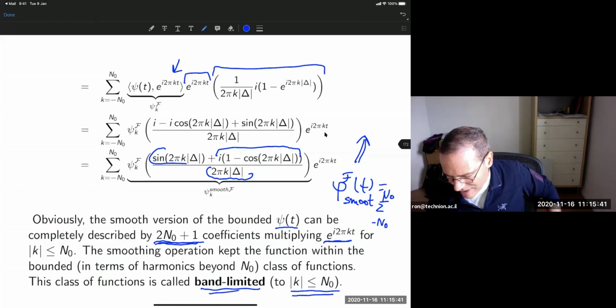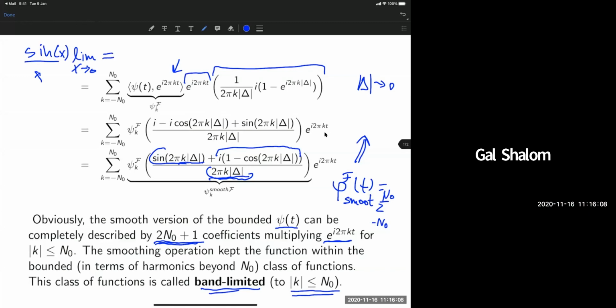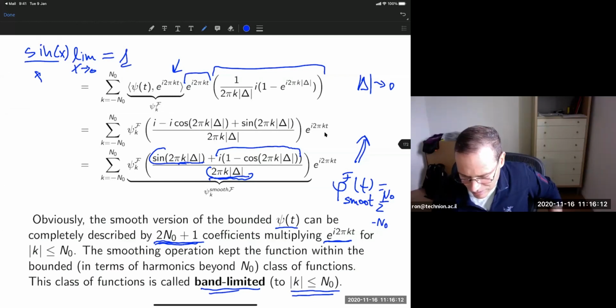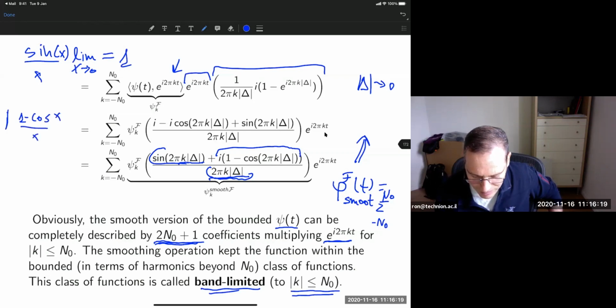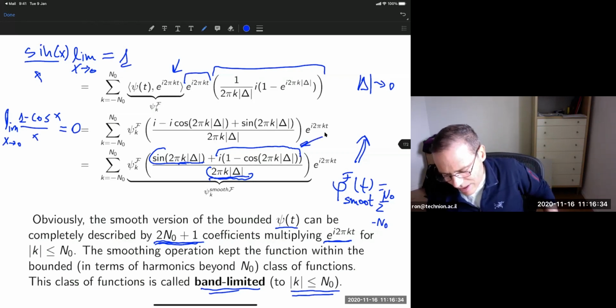Now let's see what happens when my sampling, when delta goes to zero. We know that sinc, that sine of x divided by x, in the limit where x goes to zero is equal to? One. And what happens to this part? What is the limit of one minus cos x as x goes to zero? In a very similar way, you can show that it is equal to zero. So the complex number would vanish and the sine would actually contribute its value.